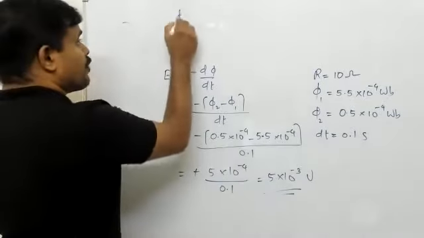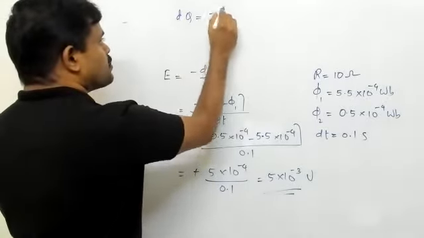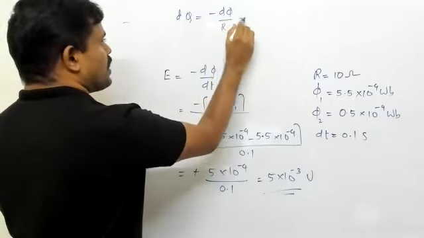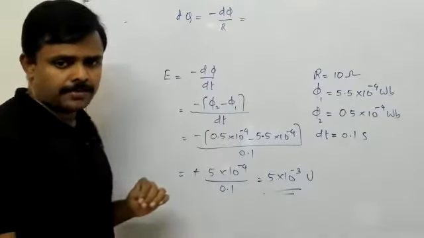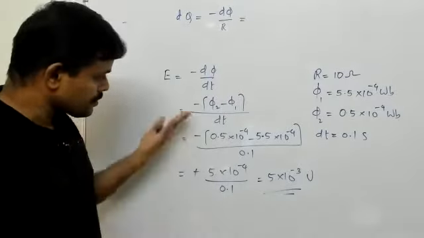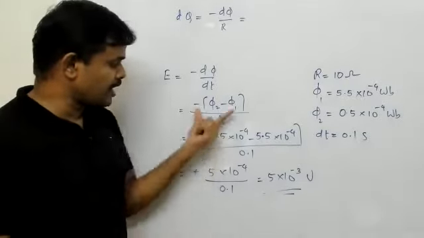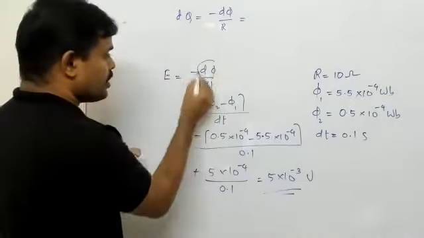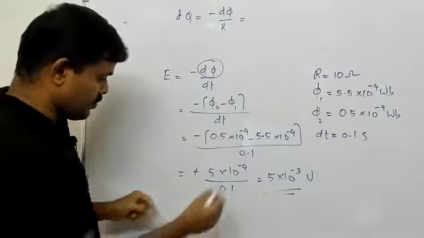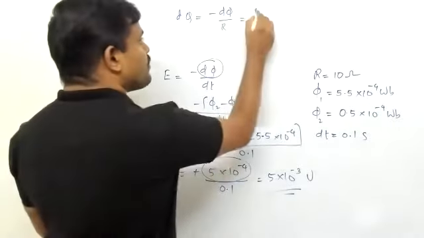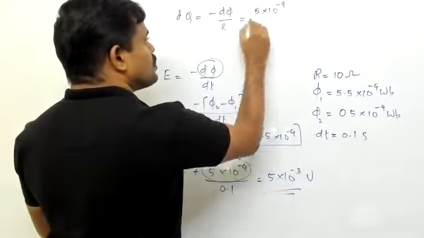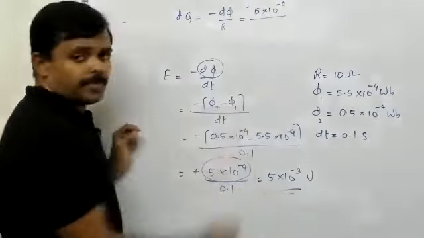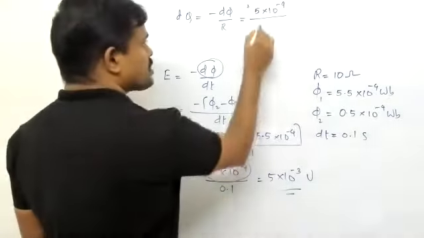Second part of the question is to find charge, dq. It is minus d phi over r. Tell me how you find this? d phi is the numerator here, right? I can take it straight away from this. This is 5 into 10 power minus 4 with a negative sign. No, negative and negative is plus. Divided by the resistance, which is given as 10.